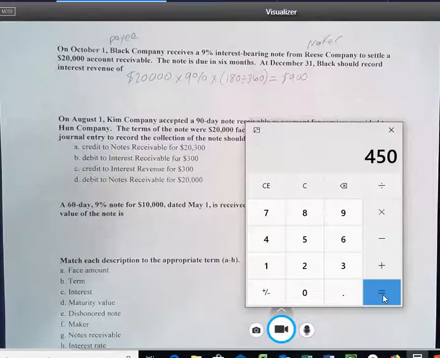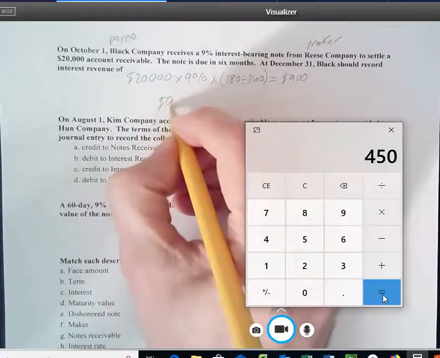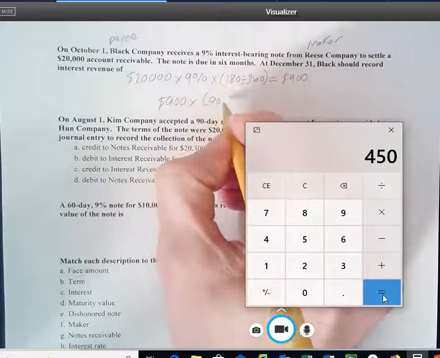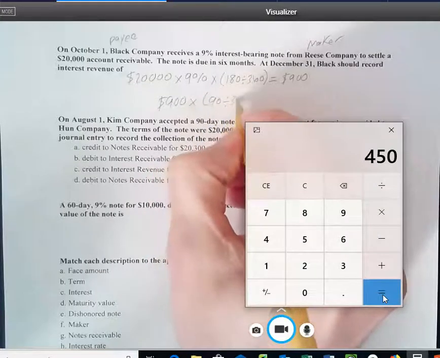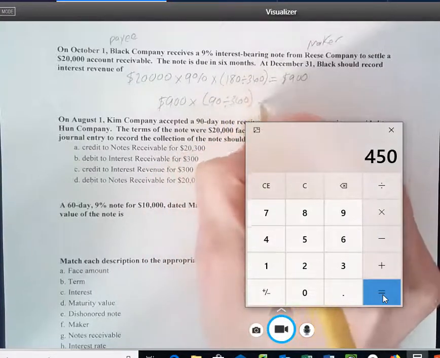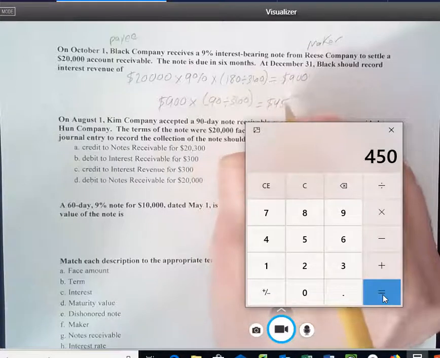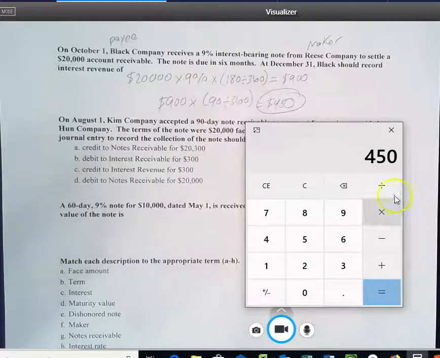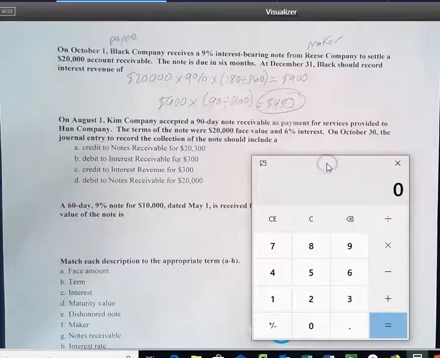The point is that $450 of this revenue is going to be for 1 year and $450 is going to be for the next year. So we take our $900 and we multiply by 90 days over 360. And that's going to give us $450 for our answer. There it is right there. All right.